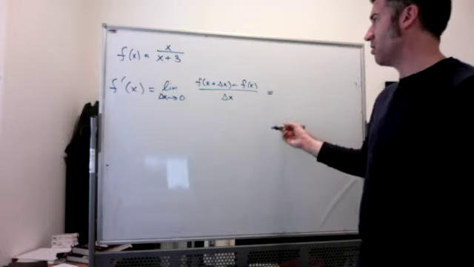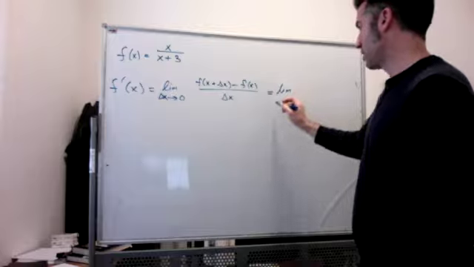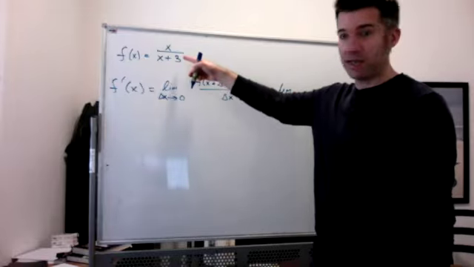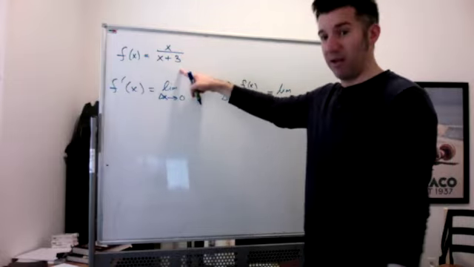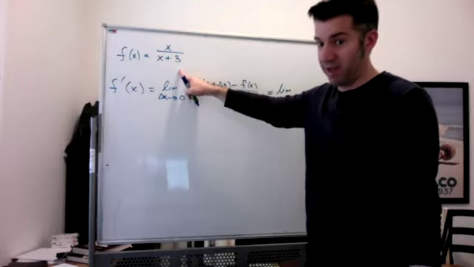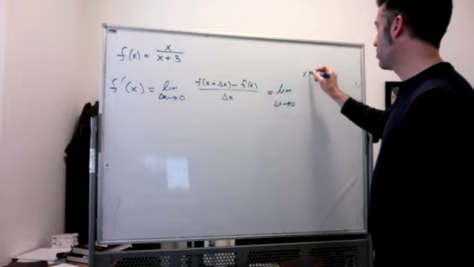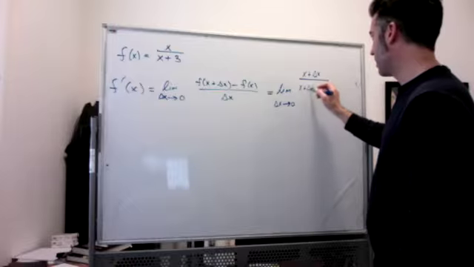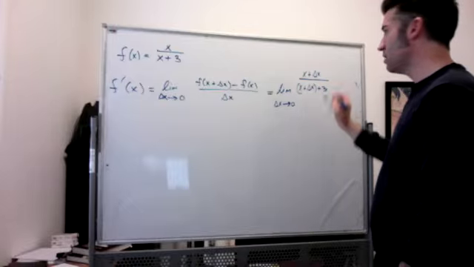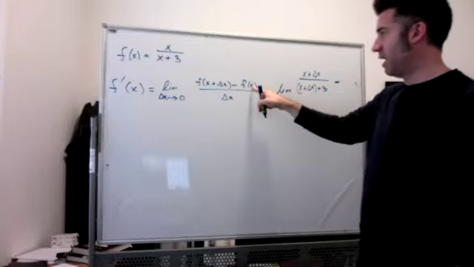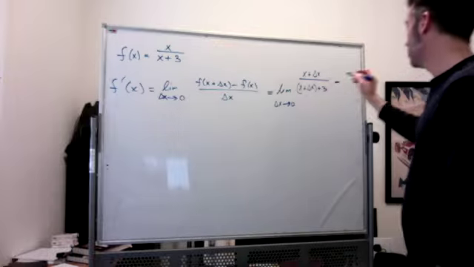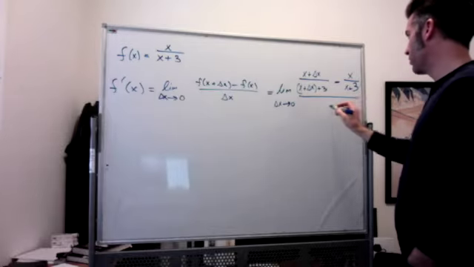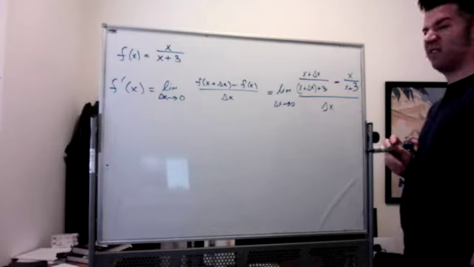So here, it's going to get a little bit messy. The limit is delta x goes to 0. So f of x plus delta x is going to be this, but everywhere there's an x, I'm going to write x plus delta x instead. So I'm going to have x plus delta x over x plus delta x plus 3, minus f of x, which is just x over x plus 3, all over delta x. Yeesh.